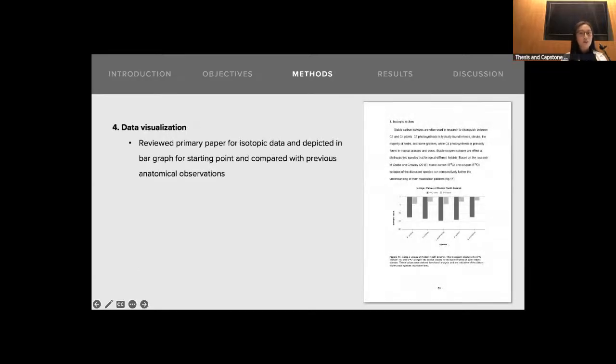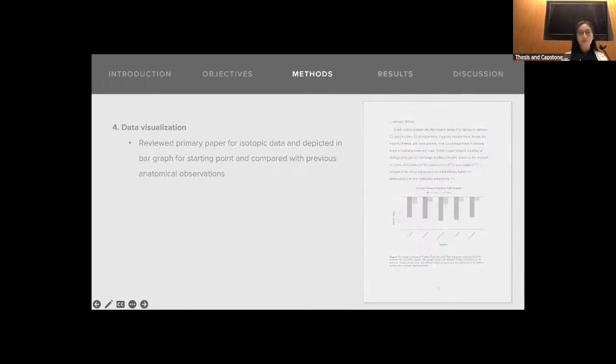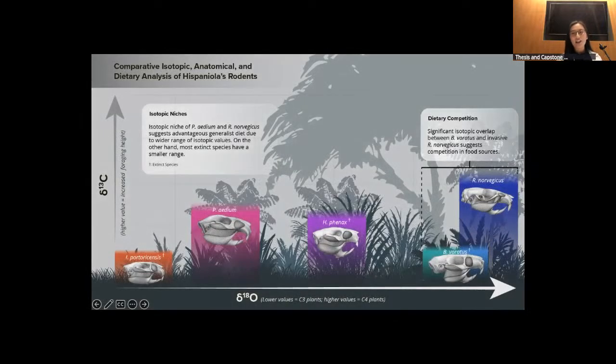For the data visualization component, I reviewed my preceptor's primary paper on isotopic data and depicted a bar graph. And from this bar graph, I created a graphical abstract that showed the isotopic data of the species in relation to the rodents' respective diets and general habitat. Stable isotopes preserved in tooth enamel fossils can shed light about an animal's diet or ecological niche. When animals consume other plants or even animals, chemical signatures from their food, like specific ratios of carbon and oxygen, are imprinted into the dentition. Stable isotopes are like chemical fingerprints that capture what types of food the animal ate and where it foraged.